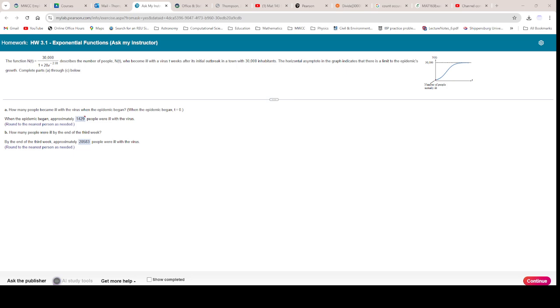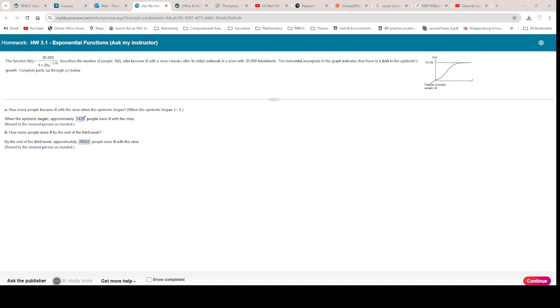And so if we look at this function here, we have the number of cases over time, where time is measured in weeks, is 30,000 divided by 1 plus 20 e to the negative 2.0 t. The negative 2.0 t is the growth decay rate of the exponential part of the function. The 30,000 is the carrying capacity.